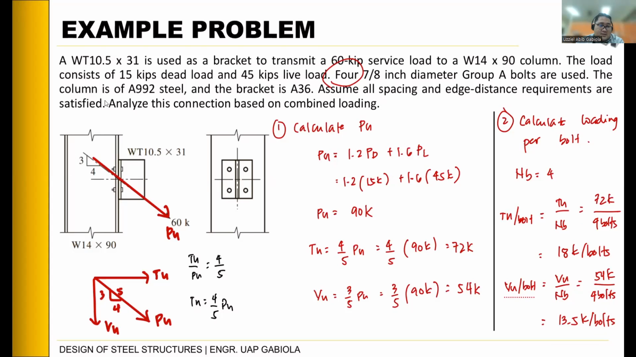There's a question: is the self-weight of the member neglected in the dead load? For this problem, it is neglected, because the 15 kips dead load is already included in the 60 kips. So, the dead load is neglected in the analysis of this. Okay?